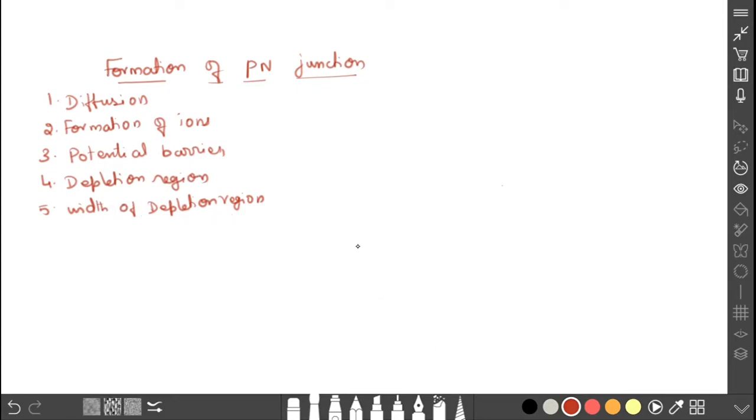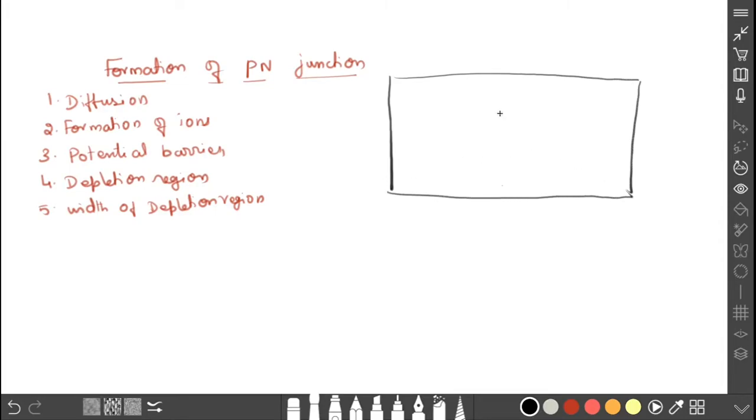To explain this, I am going to combine the PN junction. Already we have seen the diagrams for p-type and n-type separately, but now I am going to draw the diagram combined. On one side the p-type material will be there, and on the opposite side the n-type material will be there. This is p-type and this is n-type. The diagram will be the same. In p-type, acceptor atoms will be there.